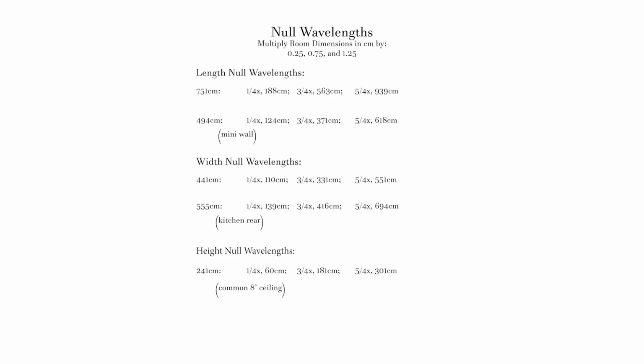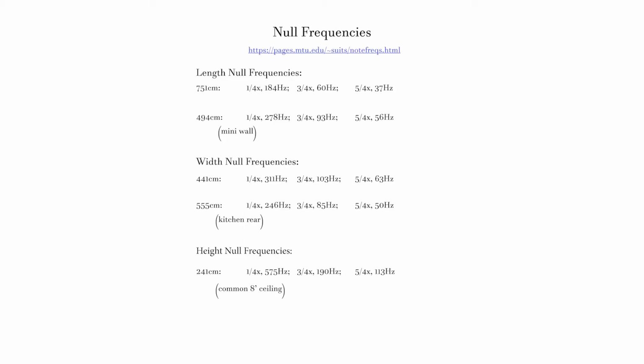This is very similar to what we did with peaks, but with different multipliers. To predict nulls, multiply your room's dimensions in centimeters by 0.25, 0.75, and 1.25. Once finished, move on to the next image. Just like with the peaks, convert the null wavelengths to frequency. You're focusing only from 63 Hz to about 200 Hz, but still figure out all the values. After this, we're going to find out whether or not our dimensions bunch up or balance each other out.